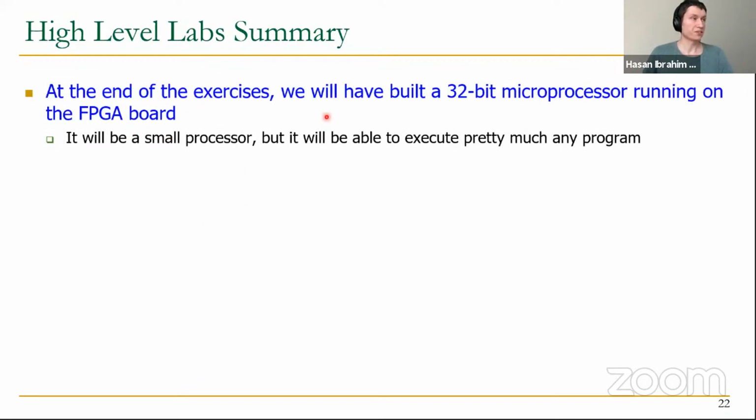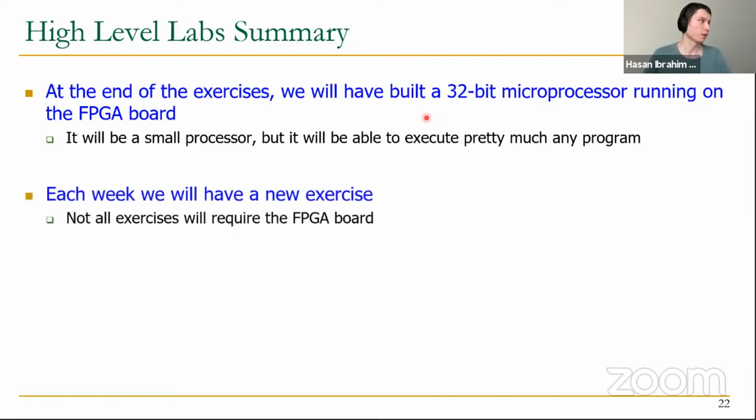So at the end of the lab exercises, when we are done with all of them, you will learn how to develop a simple 32-bit microprocessor running on an FPGA board. Don't worry, it will not be as complicated as it sounds here, because we will be doing things incrementally, and you will learn it piece by piece. Okay, so each week we will have a new exercise. Not all exercises will require an FPGA board, and the first exercise is the one that will not require an FPGA board.